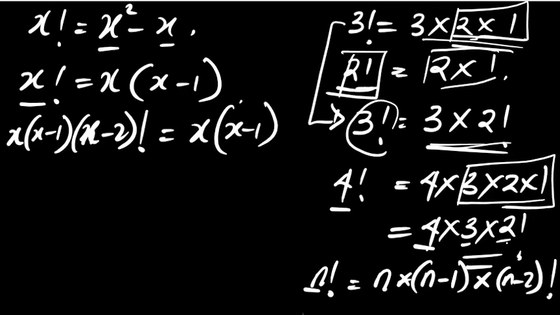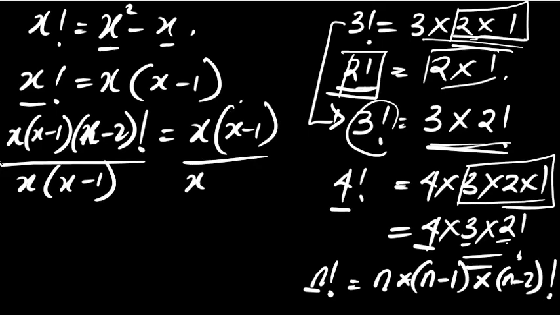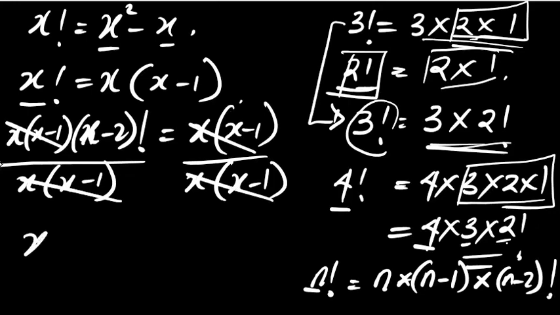If you look thoroughly, you see you have a common factor there, which is x times x minus 1. So let's divide both sides by that same factor. We cancel out this factor here, and cancel it out here too. You now have x minus 2 factorial equal to what? 1, because this same value dividing itself will give you 1. So we have gotten x minus 2 factorial equal to 1.